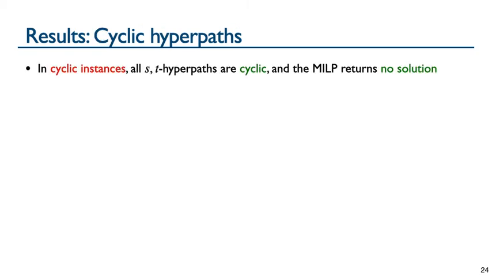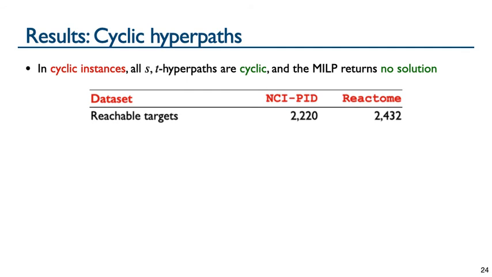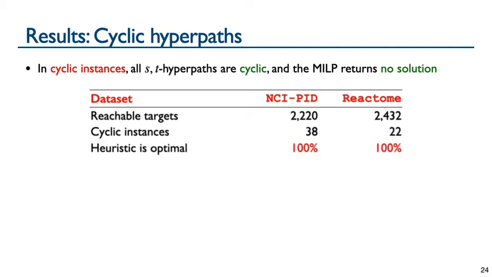In cyclic instances, where all ST hyperpaths are cyclic, the MILP returns no solution because no acyclic ST hyperpath exists. Looking again at the reachable target instances, we see that there are many cyclic instances. In all of these cyclic target instances, our heuristic was optimal, which we proved by enumerating all hyperpaths, choosing the shortest one, and comparing its path length to the heuristic.